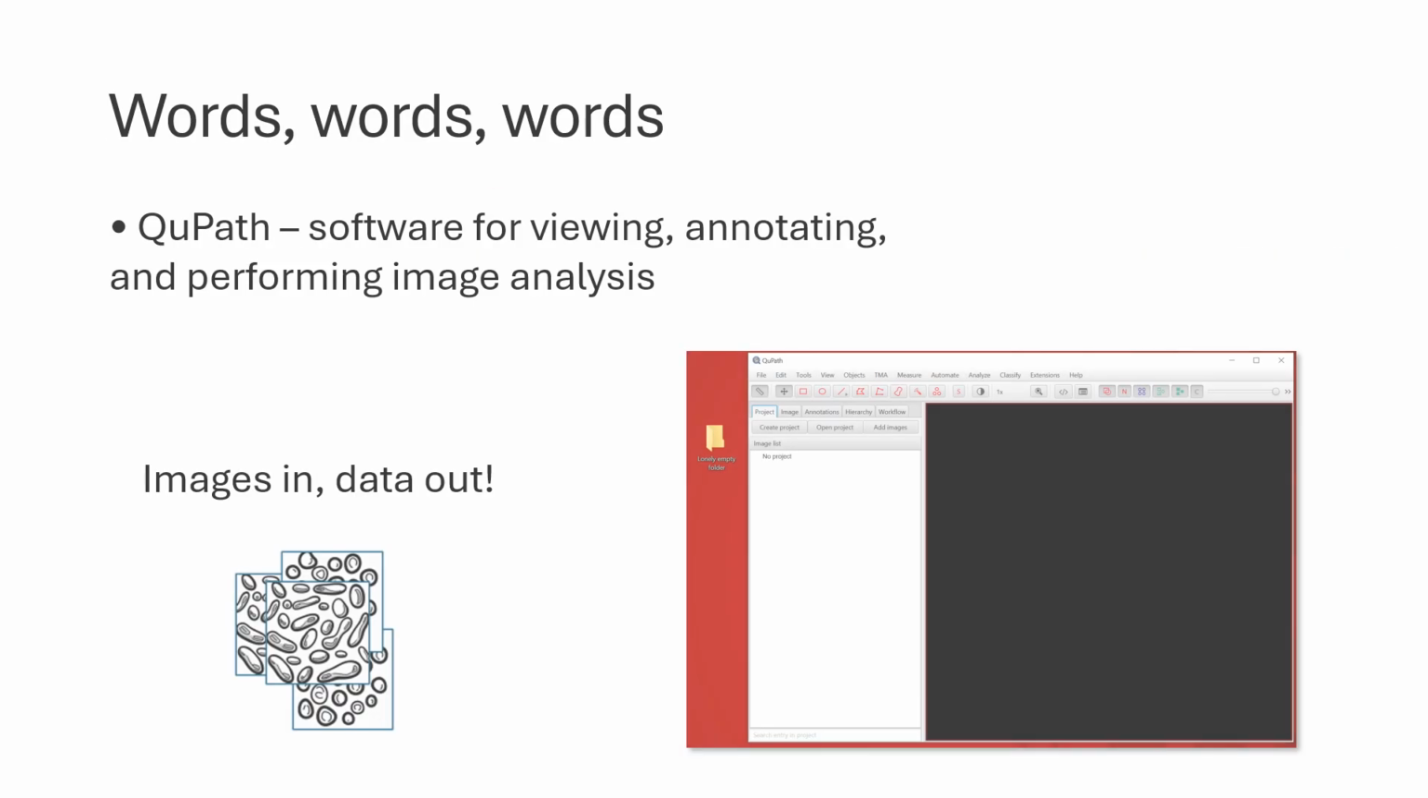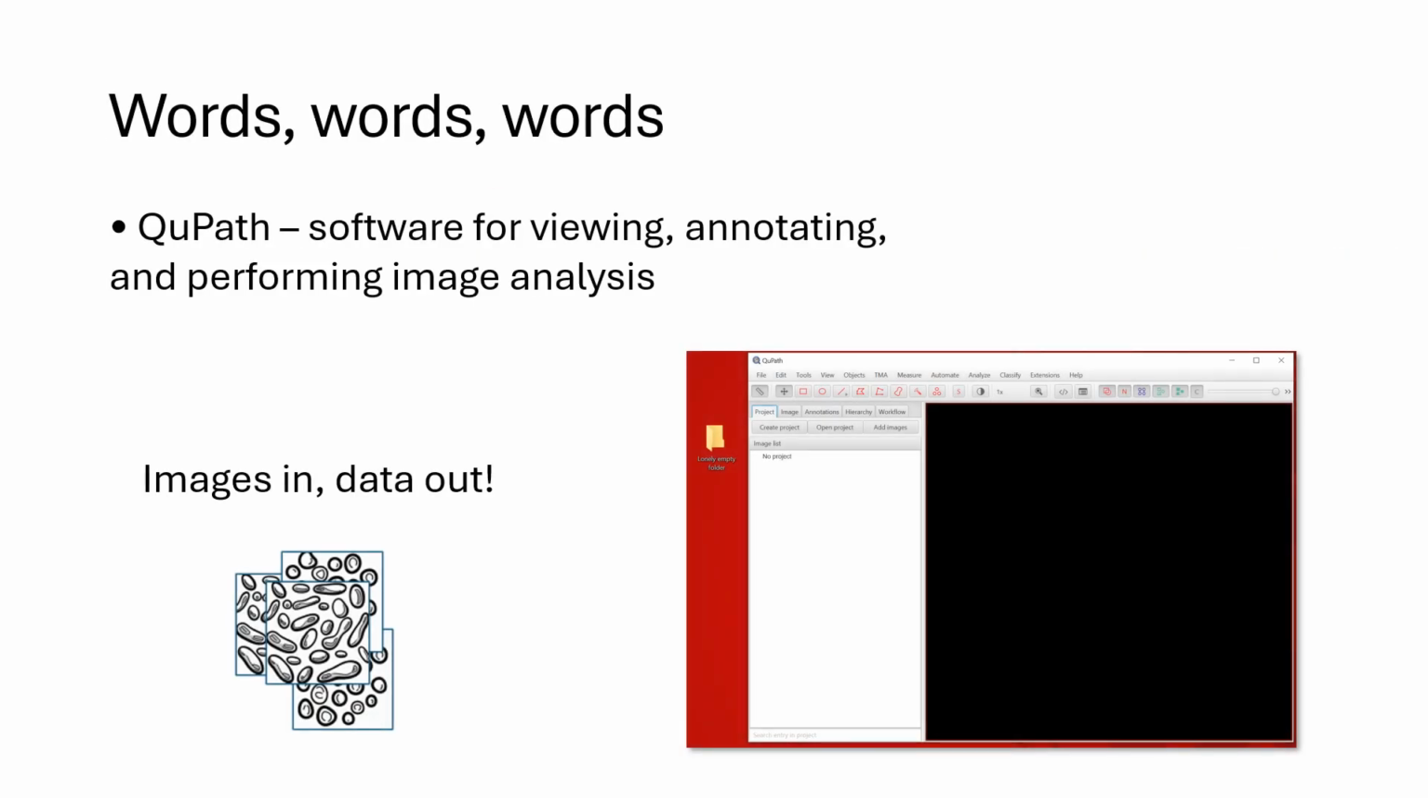All right. During the workshop, we're going to be throwing a lot of information at you fairly fast, so I wanted to go through some of the different terminology that we're going to be using when we're actually discussing QuPath and the associated information for multiplex analysis. So QuPath is the software that we're going to be using for viewing, annotating, and performing the image analysis. Image analysis consists of: put some images in, get some data out, and that starts with the images and their pixel values.